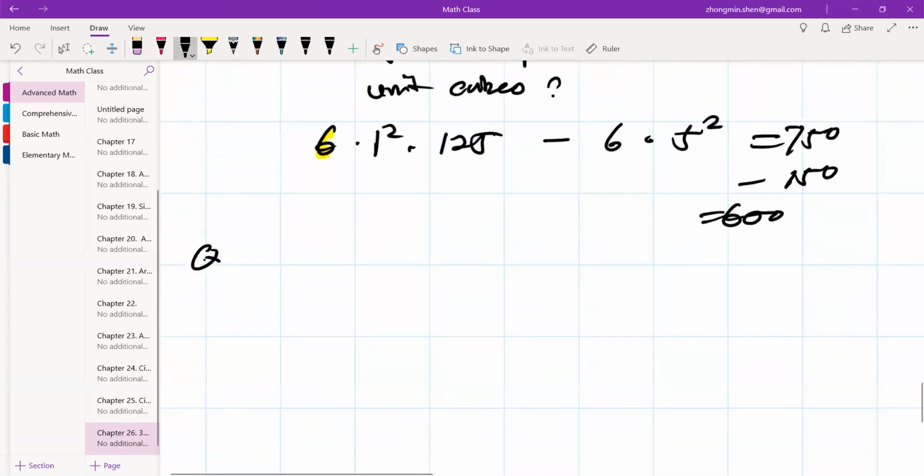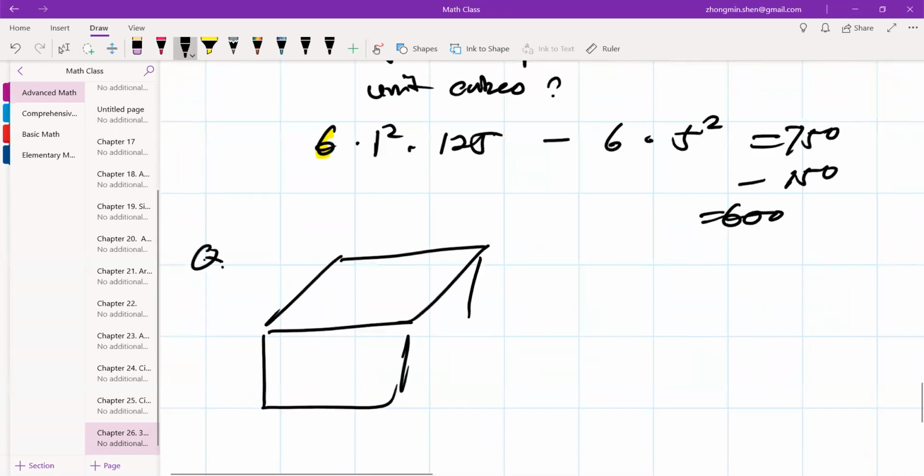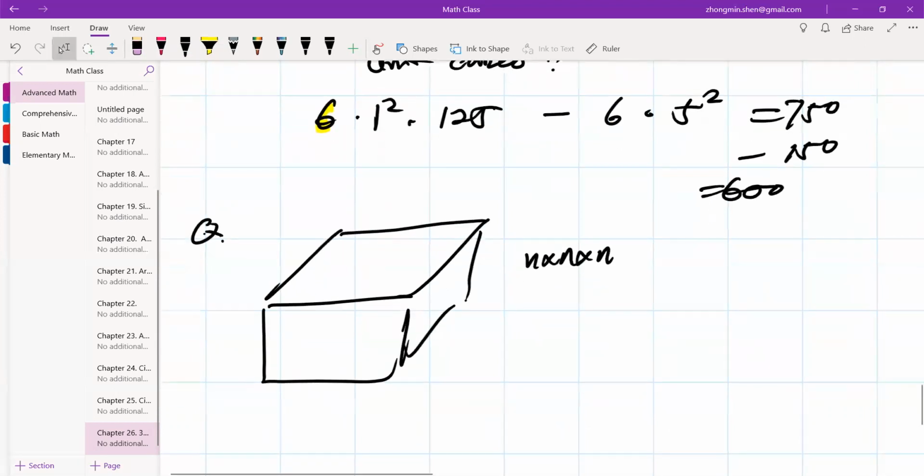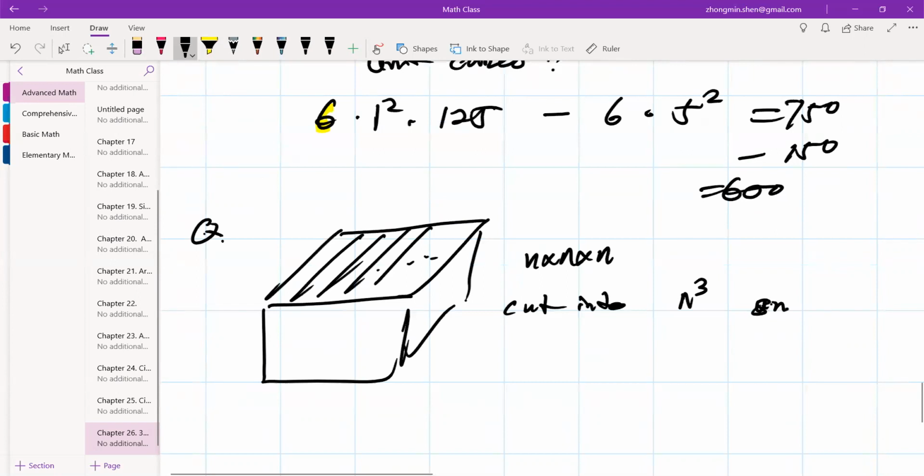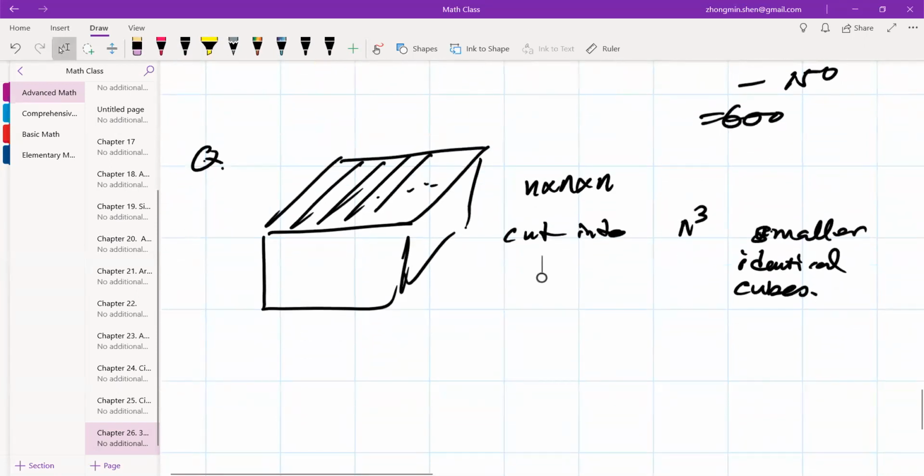Okay. My another question is, so this is a larger cube, okay? This is a cube. It's n by n by n. Yeah, this larger cube, okay? So the idea is that I'm going to cut them into n cube smaller cubes, okay? Smaller cubes. And my question is, if the total surface area of small cubes is 5 times the surface area of the larger cube, what is it?